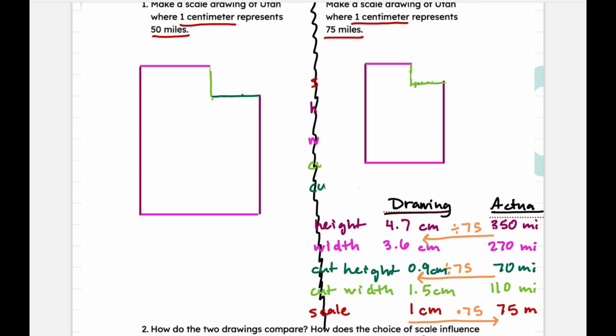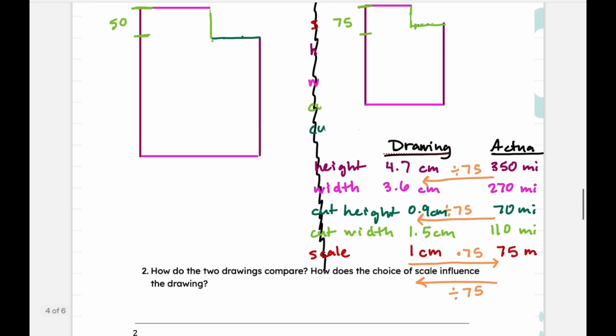And the reason it happens is 1 centimeter represents 50 miles. So let's say this is about 1 centimeter. That means here's 50 miles. And that same centimeter over here now represents even more distance. So that means I can represent the same large actual real life distance with less space on my paper. That's the end of that.